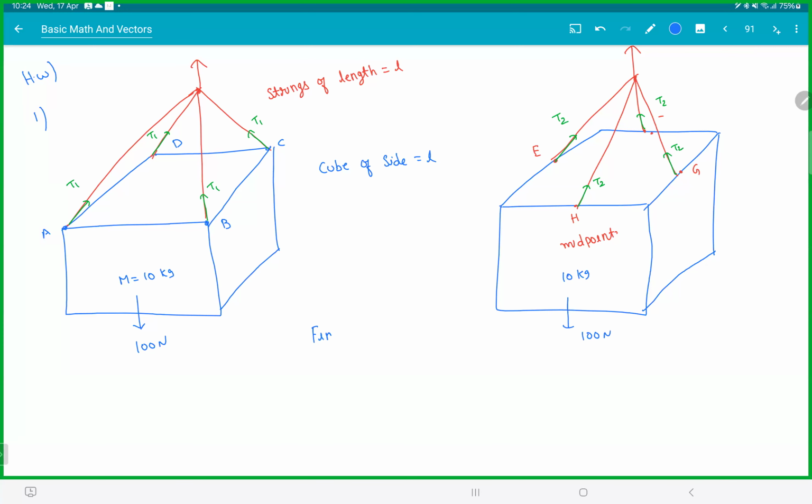So in this scenario, find T1 by T2. Got my question? The strings are the same length L. The cube's side is also L. So in case 1 you connected on the corners. In case 2 you connected at the midpoints. So the tensions will be different. So find T1, T2. Clear? Next one.